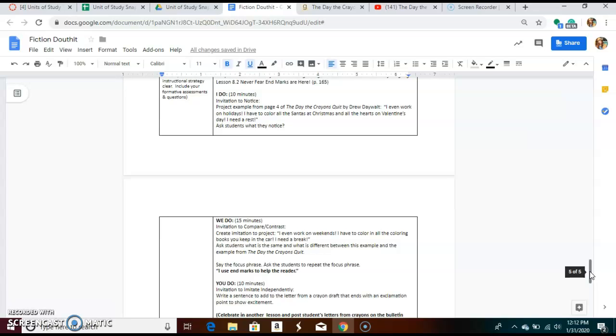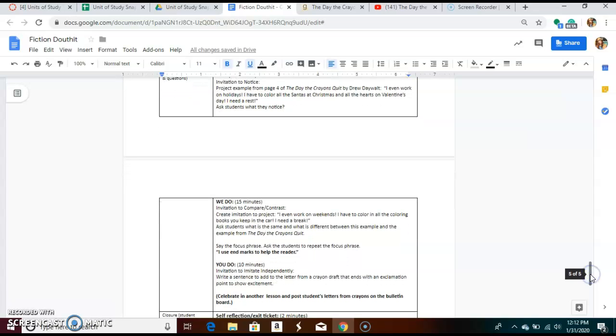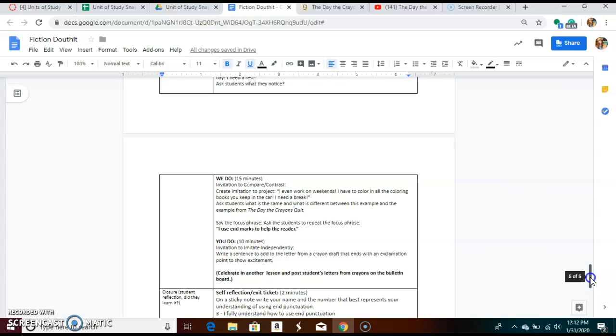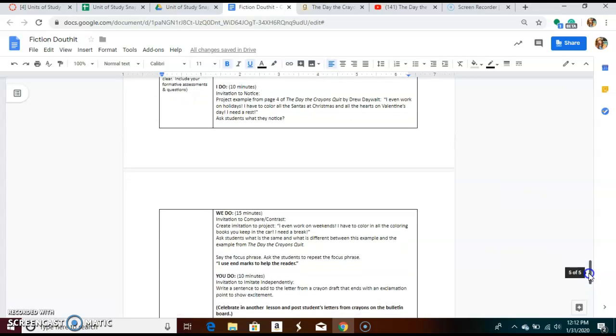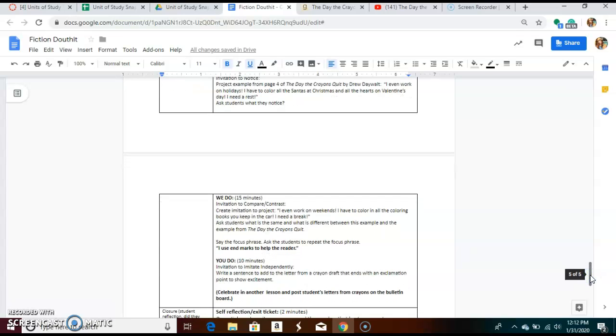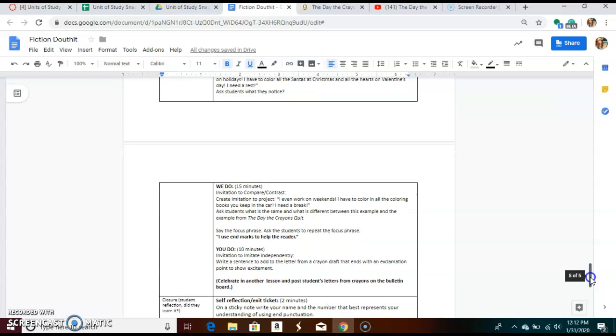Then the we do, I created my own version, which imitates what was written in The Day the Crayons Quit. And then I would ask the students to compare and contrast this with the example from The Day the Crayons Quit. Then we would say the focus phrase: I use end marks to help the reader.